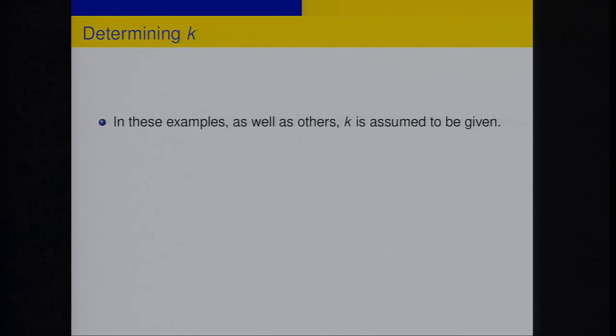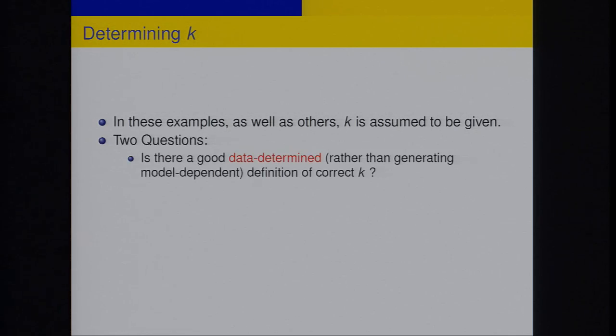I want K to be not given. So there are two questions one can ask. The first, simpler question perhaps, is: is there a good data-determined rather than generating-model-dependent definition of K? If I give you the generating model, I know K, right? But the model is hidden, so of course you don't know the model. So from the data, can you get a definition of K that is the same as the model's K? I gave you only the red points in that picture, and you have to tell me they came from a triangle, which is 3, right? That's the problem we want to solve.